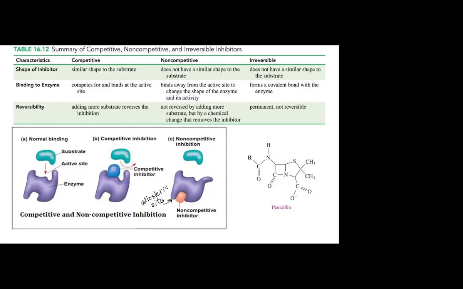That's what we know to date. Lastly, we have irreversible inhibitors. Now, similar to non-competitive inhibitors, when we look at the shape of the inhibitor to the substrate, they do not look the same, okay? So that's how irreversible inhibitors are, in a way, by definition, just similar to non-competitive inhibitors. What makes an irreversible inhibitor have its name is that it forms covalent bonds with the enzyme, and that's how it acts.